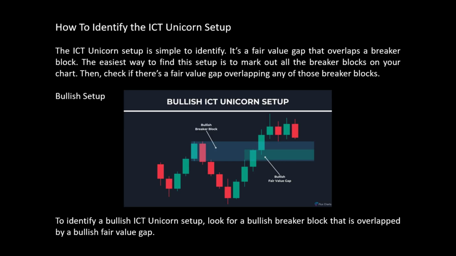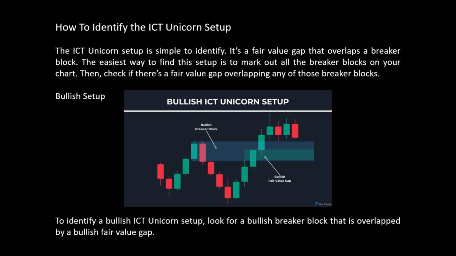How to identify the ICT Unicorn setup? The ICT Unicorn setup is simple to identify. It's a fair value gap that overlaps a breaker block. The easiest way to find this setup is to mark out all the breaker blocks on your chart. Then, check if there's a fair value gap overlapping any of those breaker blocks.